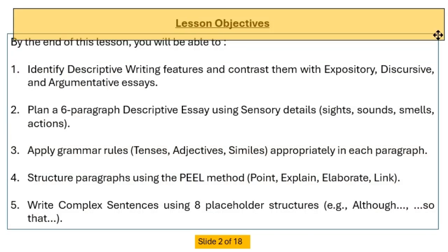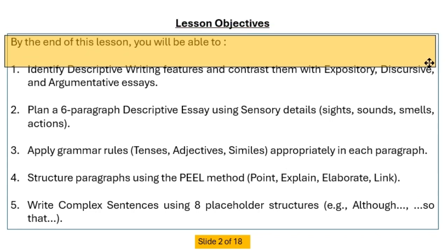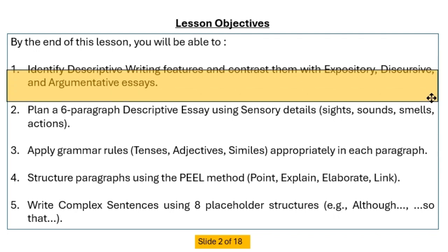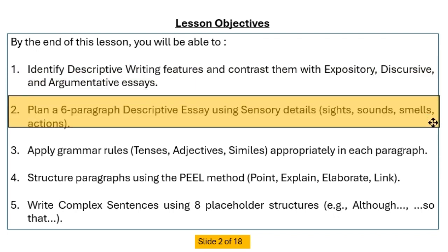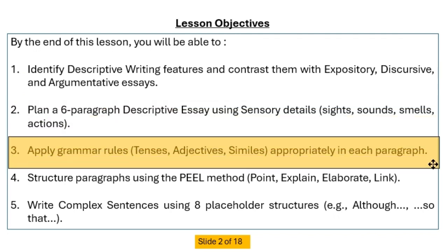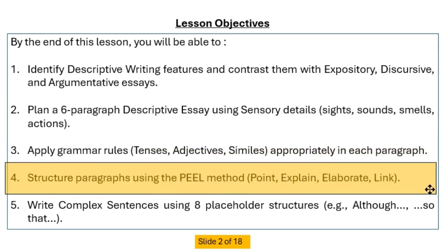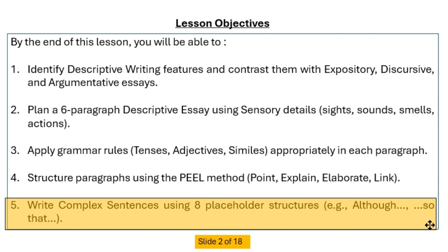Lesson Objectives. By the end of this lesson, you will be able to identify descriptive writing features and contrast them with expository, discursive, and argumentative essays. Plan a 6-paragraph descriptive essay using sensory details. Apply grammar rules in each paragraph. Structure paragraphs using the point, explain, elaborate, link method. Write complex sentences using 8 placeholder structures.